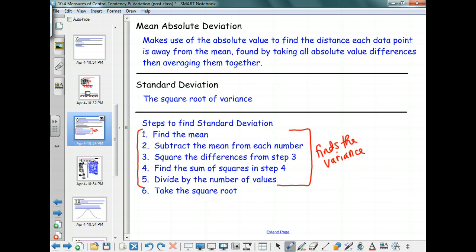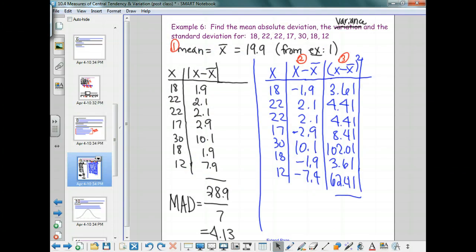Find the sum. So now I'm going to do basically what happened on the last problem, the mean absolute deviation. I'm going to add these together now. So I'm on step 4 down here. And add those up. So what is 3.61, 4.41, and so forth down? Do I have a second? Yeah? Awesome. Okay, so that was step 4, easy enough.